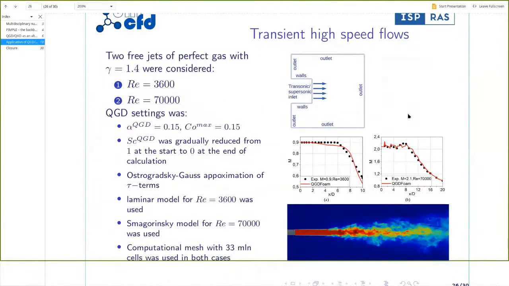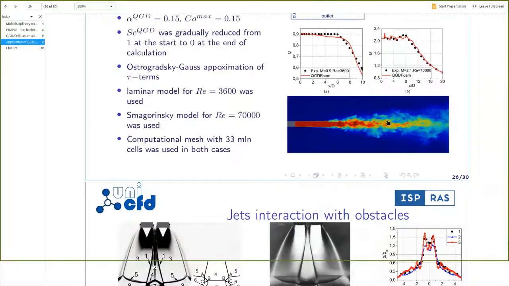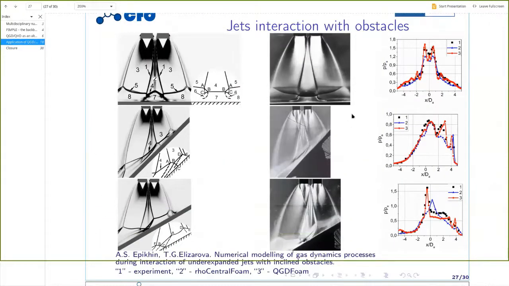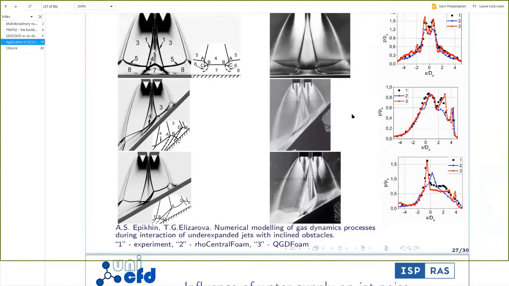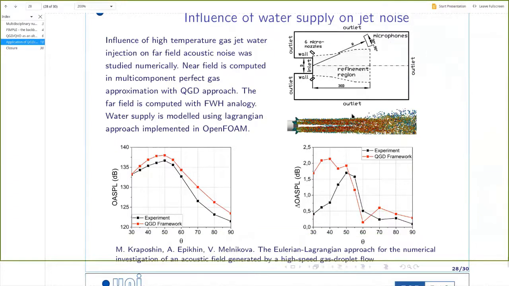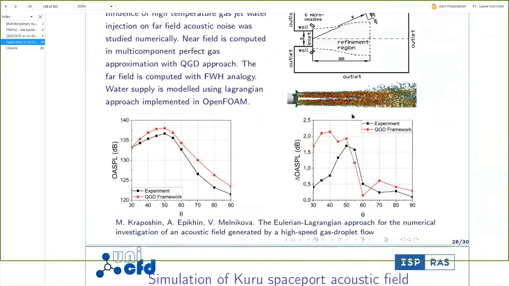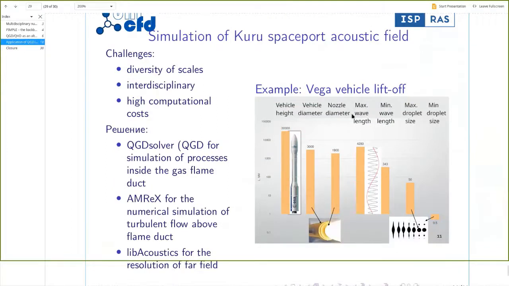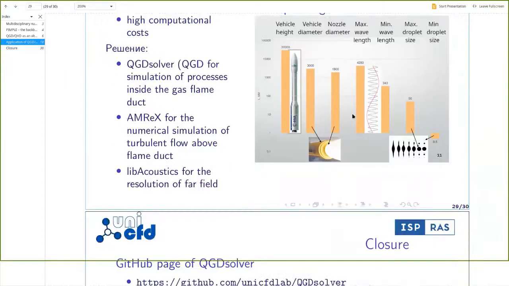And also, solvers were used to solve some complex 3D problems like Reynolds 70,000 high-speed jet, interaction of jets and obstacles at high Mach numbers, interaction of jet with liquid droplets and acoustics, and simulation of Kourou spaceport acoustic field, which was performed using QGD solver, Numerics library, and libacoustics library.